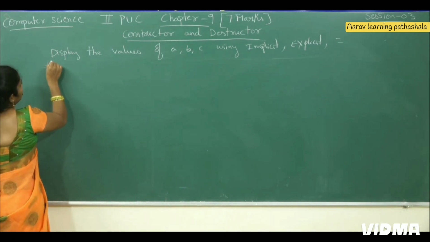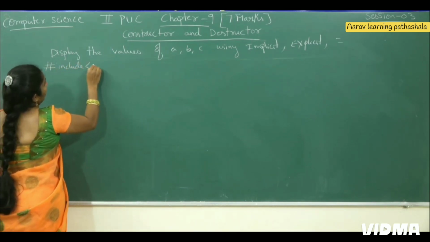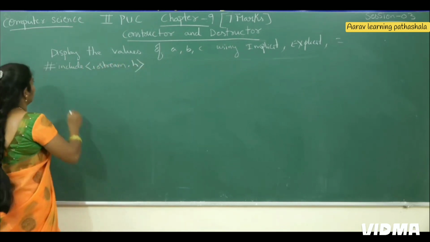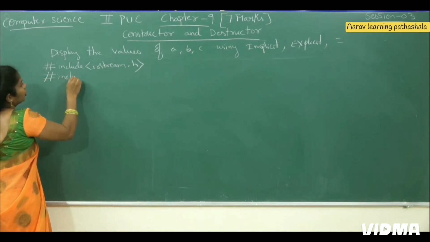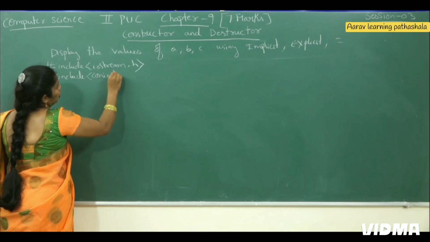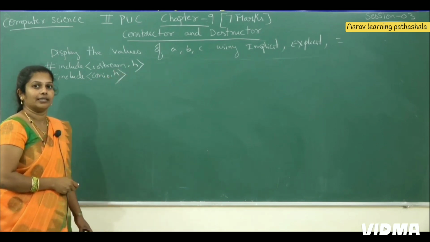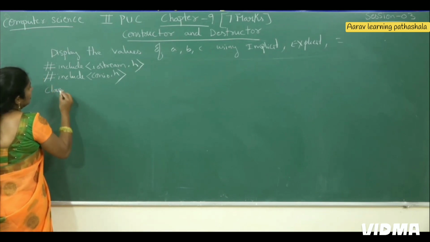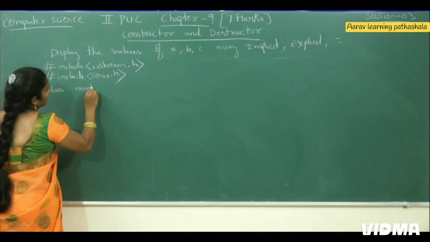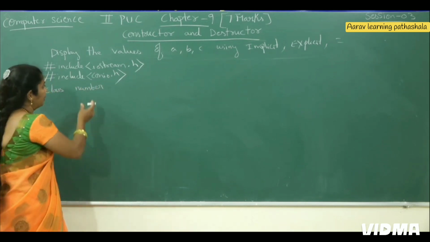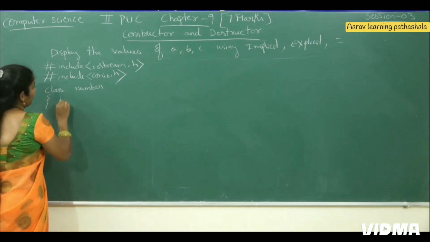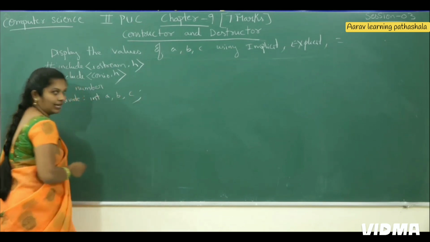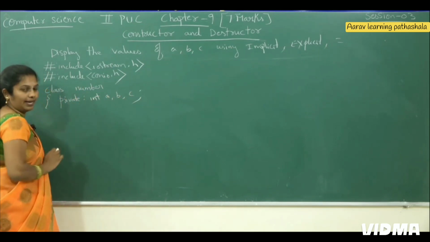For example, #include iostream.h. This is the supporting header file for cin as well as cout. Next header file, #include conio.h. This is a supporting header file for clrscr as well as for the getch function. I want to display the numbers of ABC, that's why I am taking the class name as number. In this class, in the private section, we are declaring the variables int a, b, c. All three variables are of type integer.